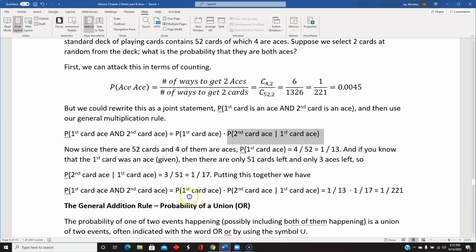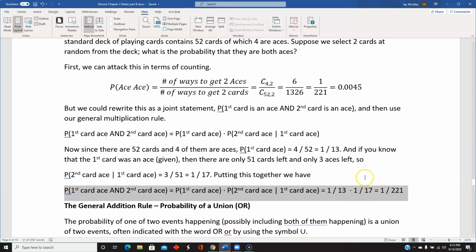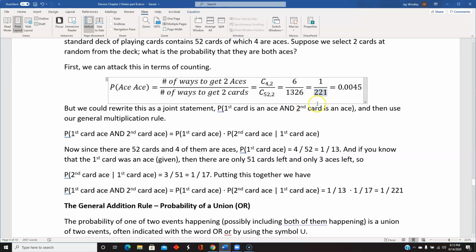So if we put all that together, the probability that the first card is an ace and the second card is an ace is the probability that the first card is an ace times the probability that the second card is an ace, given that the first card is an ace, which is 1/13 times 1/17, which is 1 over 221, which is exactly the same 1 over 221 that we got here.